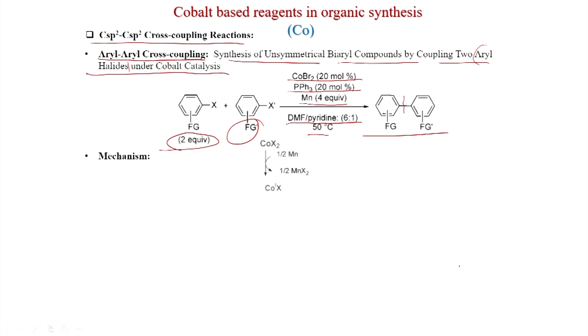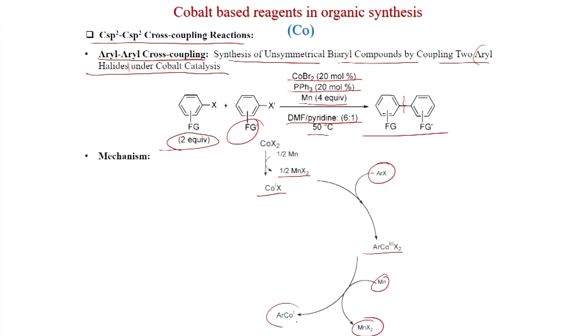So, what could be the mechanism here? Similarly, manganese becomes manganese plus 2, cobalt 2 becomes cobalt 1 or 0. Now, this aryl X will do the oxidative addition, and so cobalt 1 becomes cobalt 3, and now this manganese will go to manganese X2, and manganese will reduce this one, because here cobalt is 3, and this is cobalt 1.